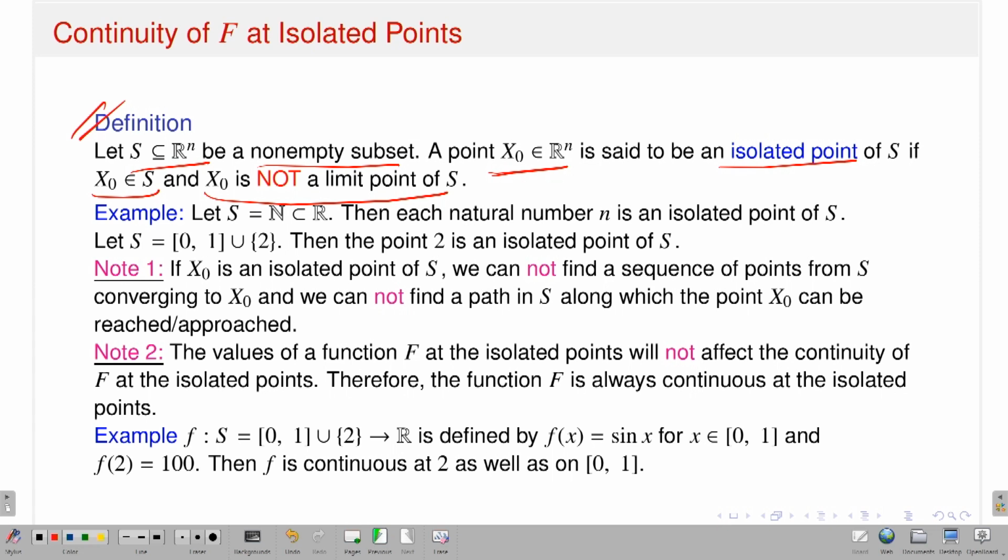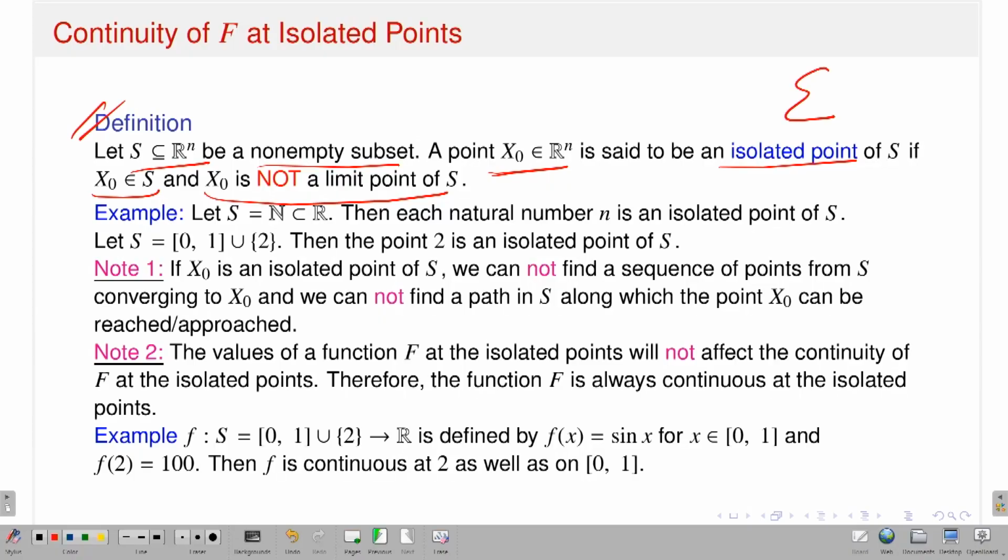Now, if you remember the definition of a limit point of S: I have a point, I have a set. I will say that point is a limit point if any neighborhood of x naught contains a point of S except the point x naught. That is very important. So I have a set S and a point x naught. I will say it is a limit point if for any neighborhood I take around x naught, except the point x naught, there exists another point from the set S. This is a limit point.